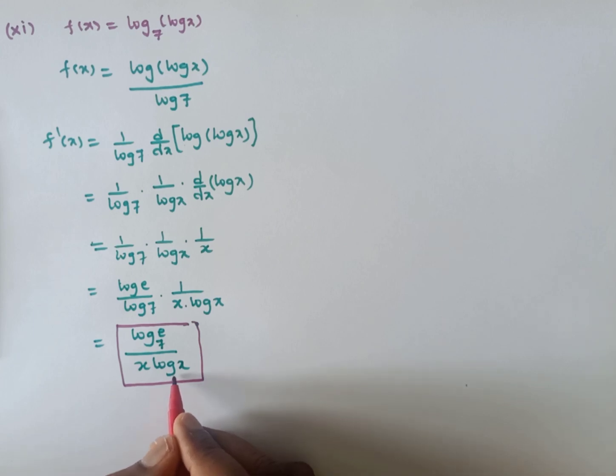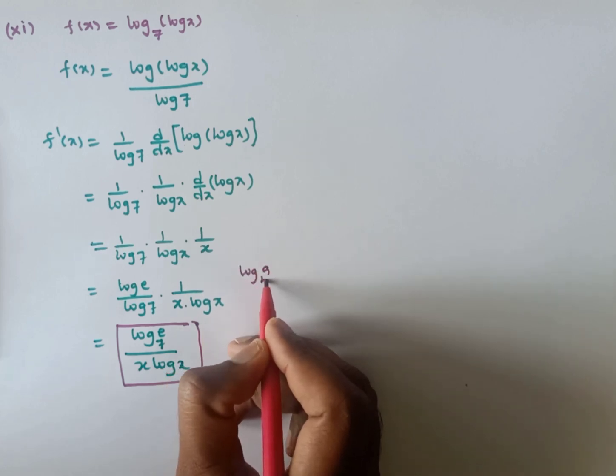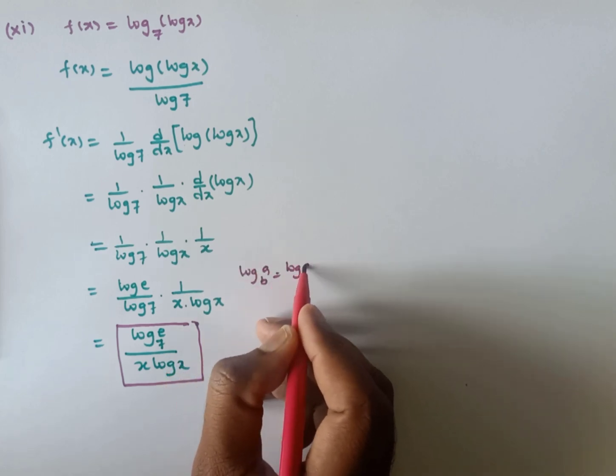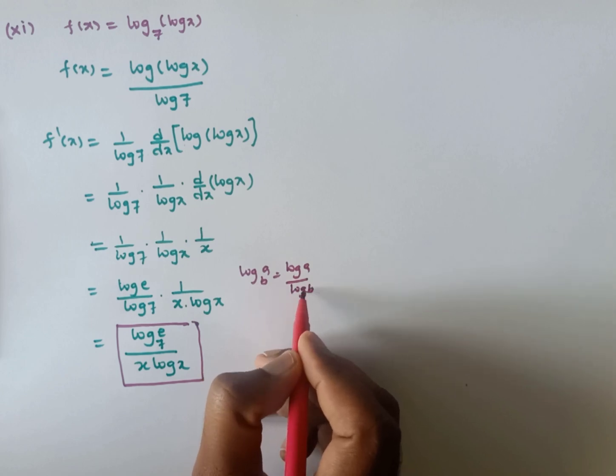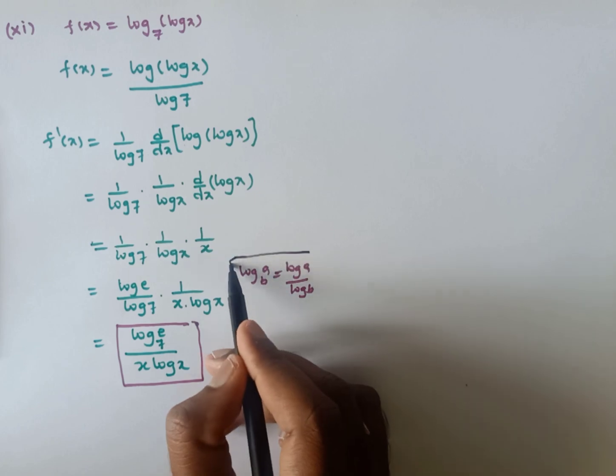Here the base is e. You need to know that log a to the base b is nothing but log a by log b. This is called the change of base property. You need to remember this.